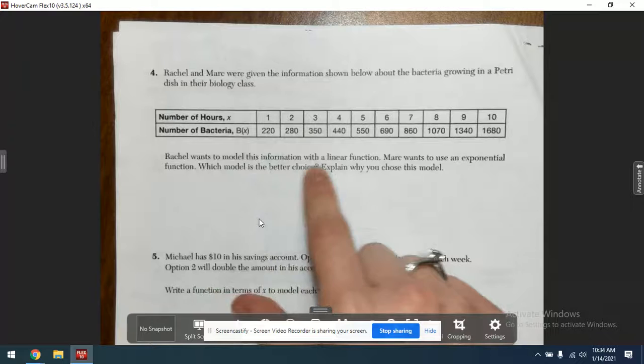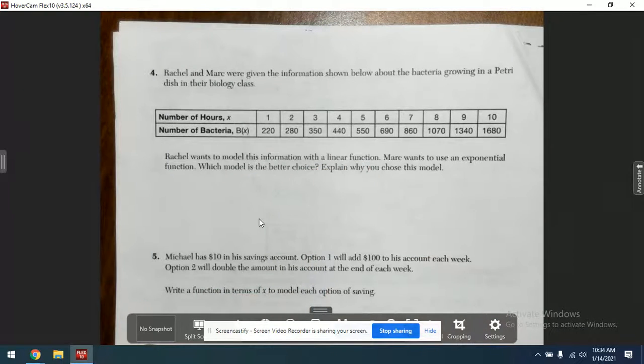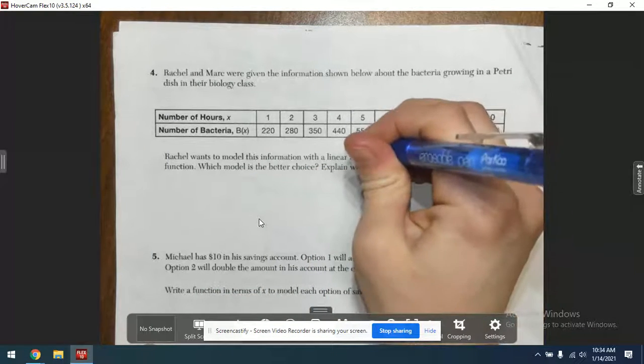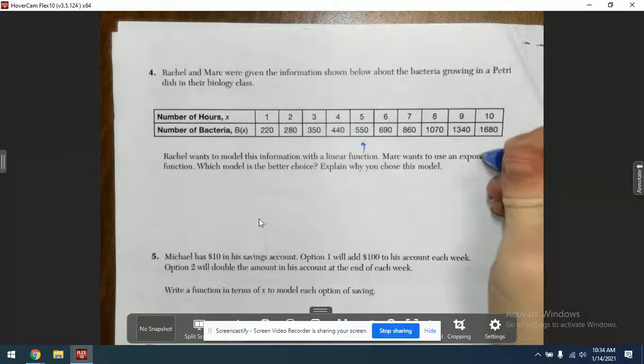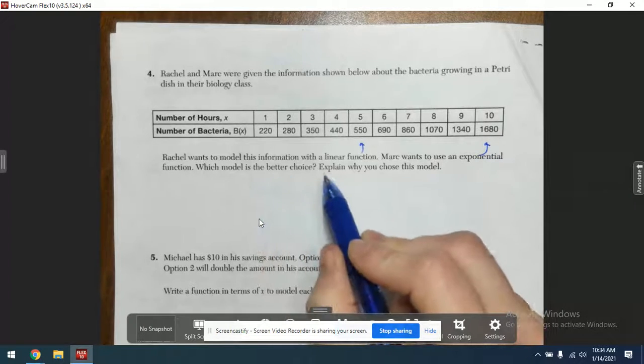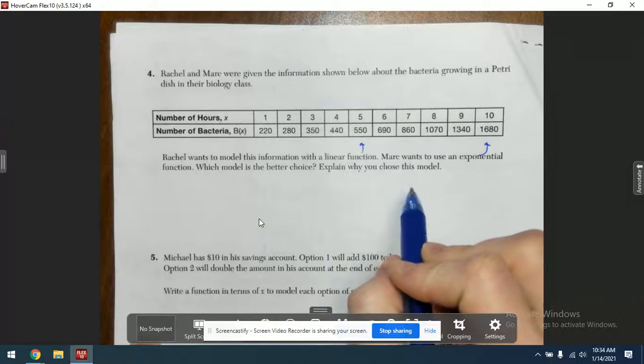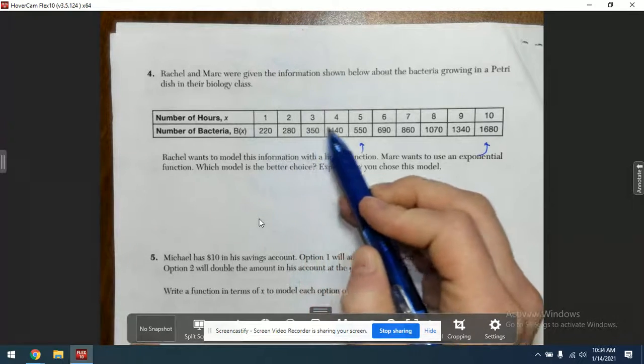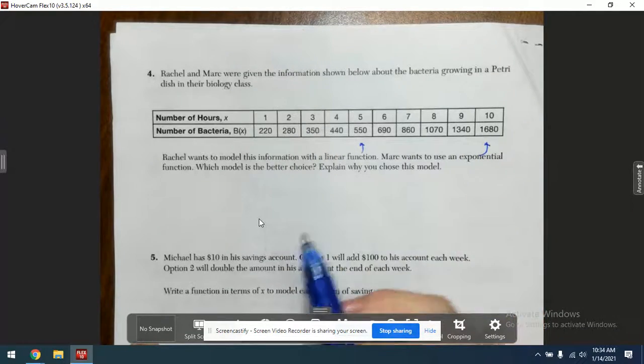Rachel wants to model this information with a linear function. So she's saying that this is linear. Mark is saying this is exponential. Which model is a better choice, and explain why you chose this model. So do you think that this is linear or exponential, and how do you know the difference?